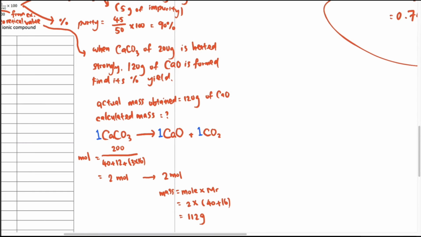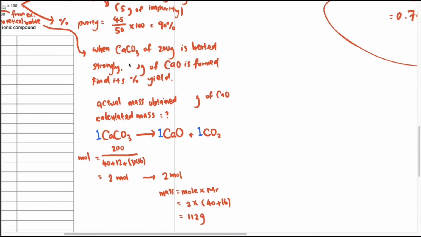Because calculated mass must be greater than the experimental value, so this one I need to change. I cannot use 120 gram anymore.